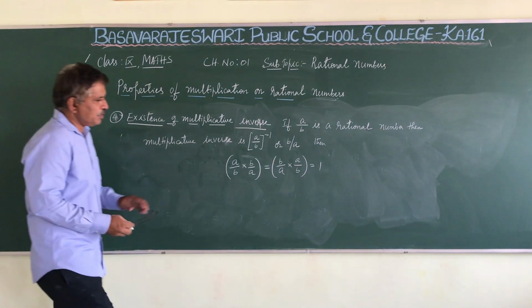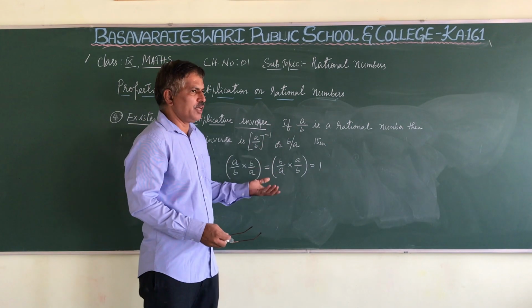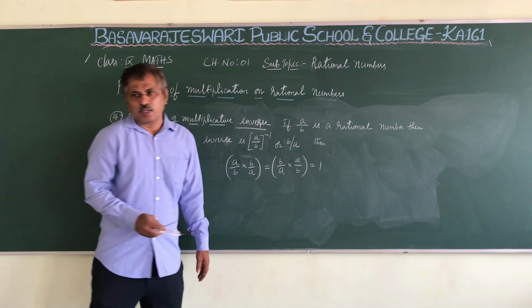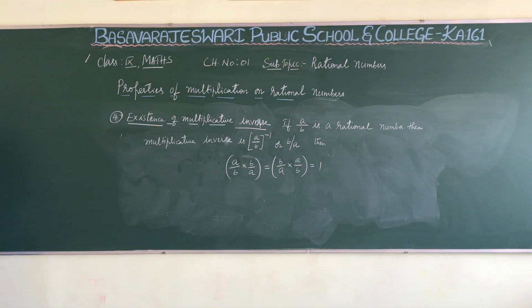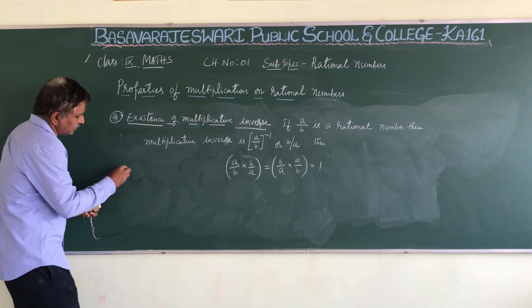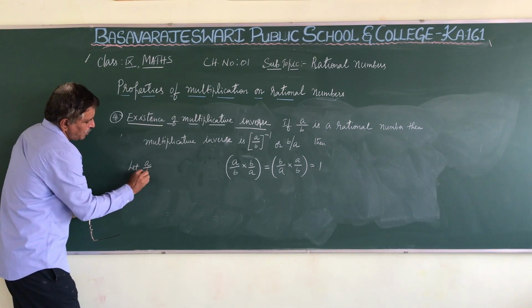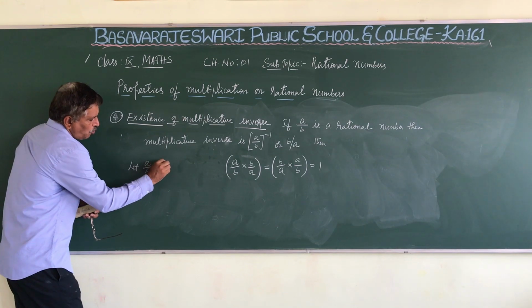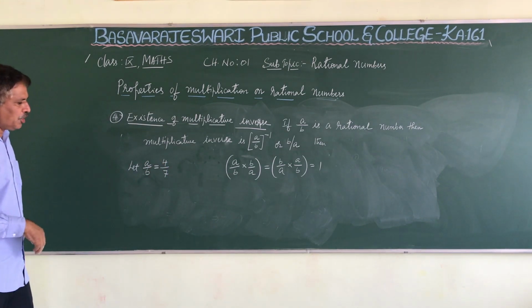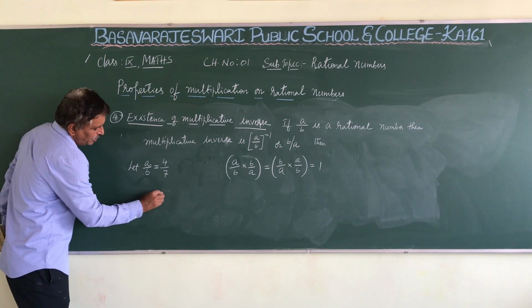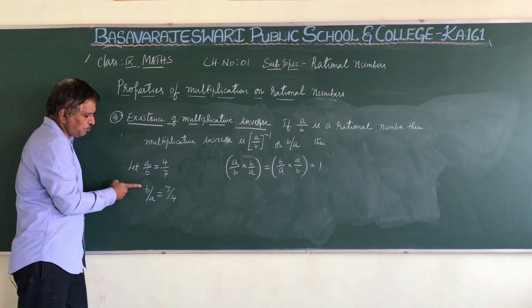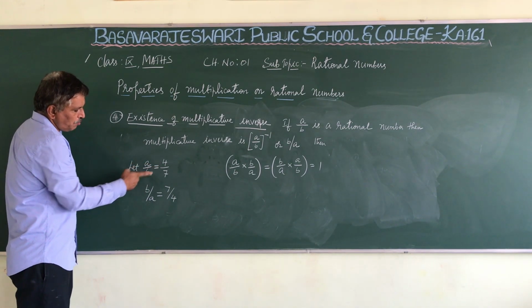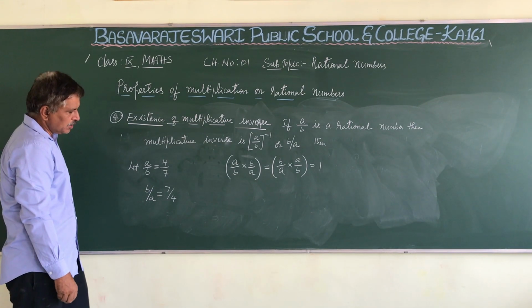Why have I taken B by A into A by B? Suppose you take B by A as the multiplicative inverse, then you will get B by A as a rational number, and then we will get A by B. Right? Yes, sir. Now, for that, let A by B be equal to 4 by 7. So what will be the multiplicative inverse of 4 by 7? It is nothing but 7 by 4, that is nothing but B by A. So for A by B, the multiplicative inverse is B by A. Therefore, for 4 by 7, the multiplicative inverse will be 7 by 4.